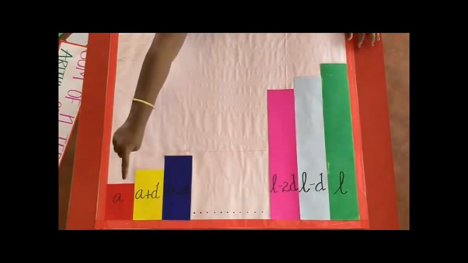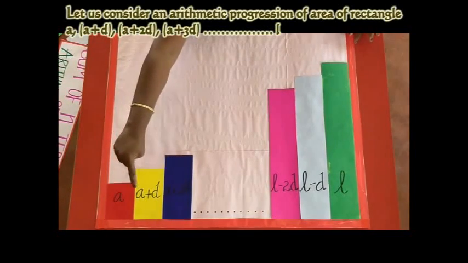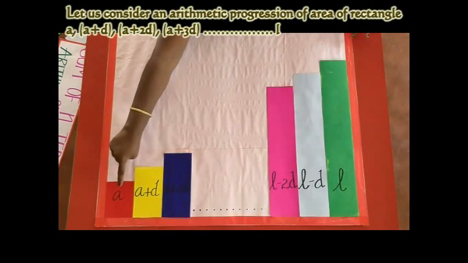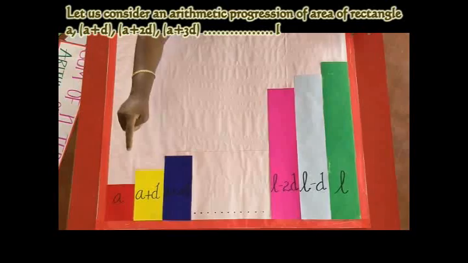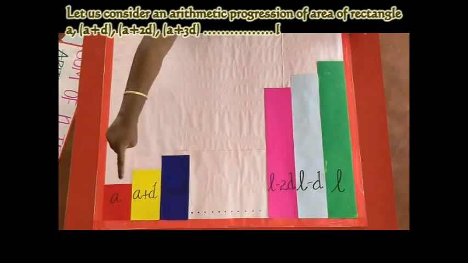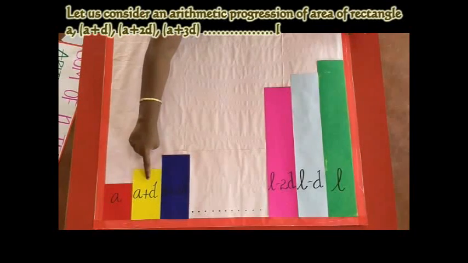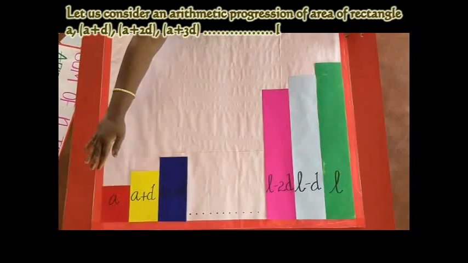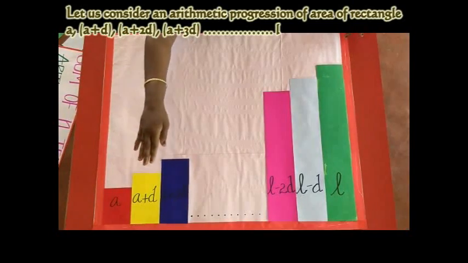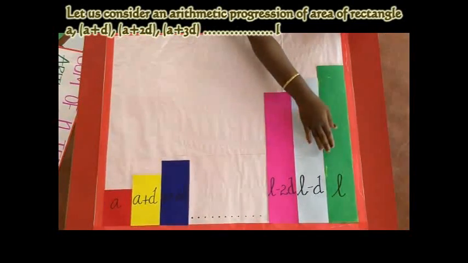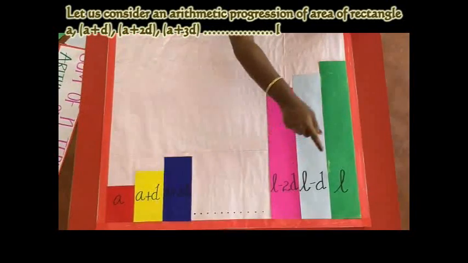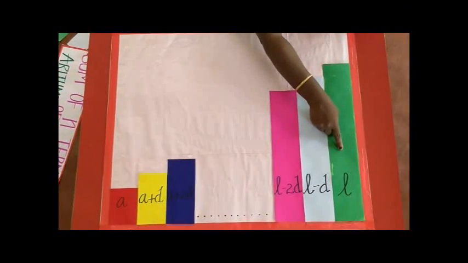This is a rectangle of length a and width 1 centimeter. This represents an area of a square units. The second strip has length a plus d units and breadth 1 unit, so the area is a plus d. Here you can see that the areas of these rectangles are in arithmetic progression. The first term is a, it goes on like this, and the last term becomes l.